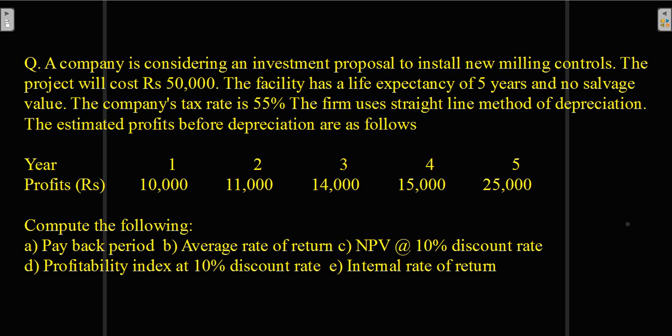The first problem here is a company considering an investment proposal to install new milling controls. The cost of the project will be 50,000. Life expectancy is 5 years. Tax is 55% and the depreciation is straight line method. They've given you the profits. So they've asked us to compute payback period, average rate of return, net present value at 10% discount rate, profitability index at 10% discount rate, and finally internal rate of return.